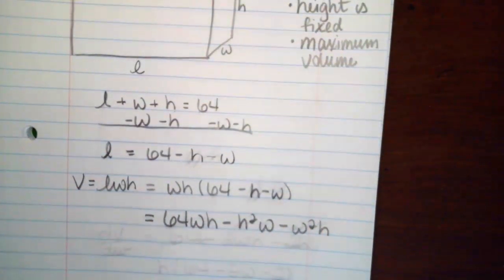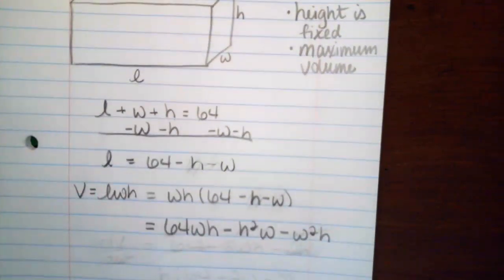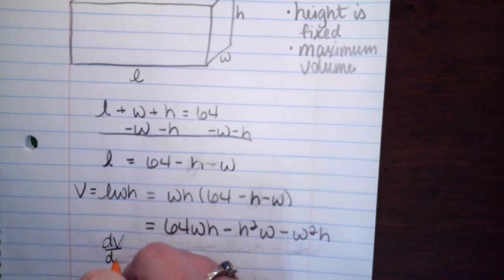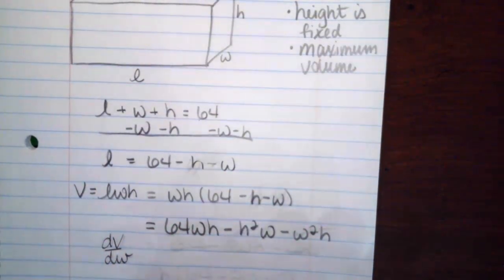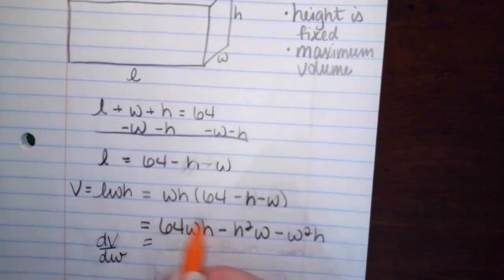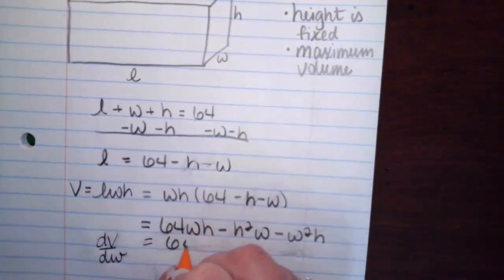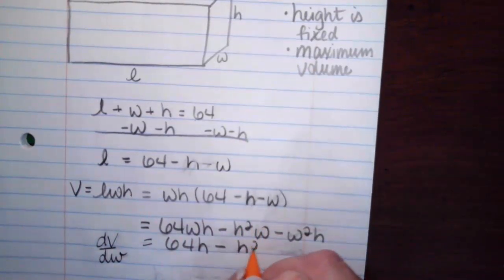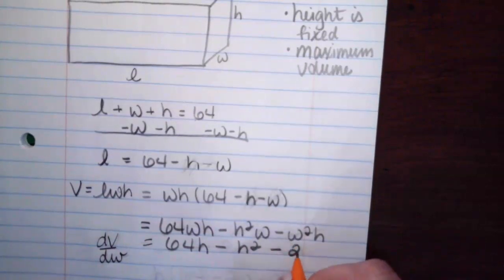Okay, so that's what I have at first, and what I would like to do now is take a derivative. Now we're told that the height is fixed, so we're going to be doing what's called holding H constant. We're just going to pretend that H is a number. So when I take this derivative, dV/dW, because remember H is constant, the derivative of W is 1, so I've got 64H minus H squared minus 2WH.